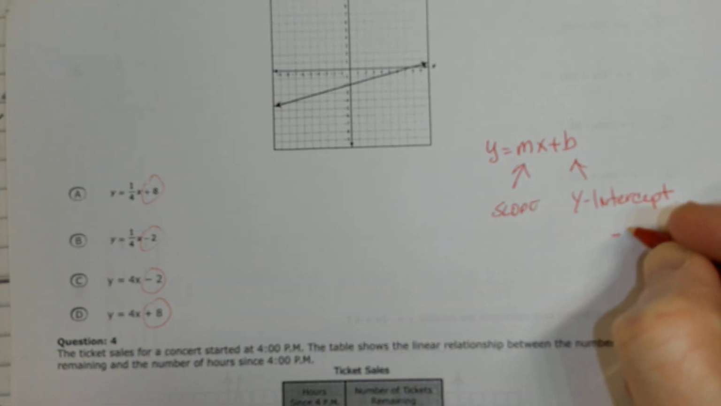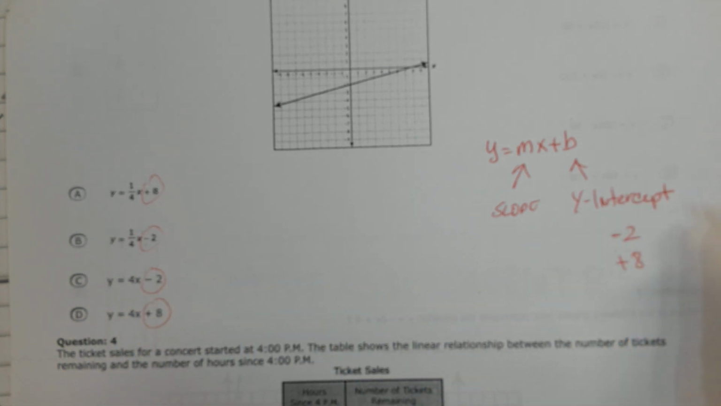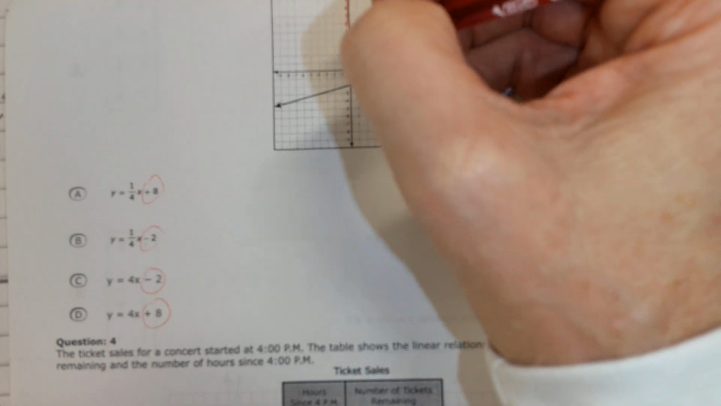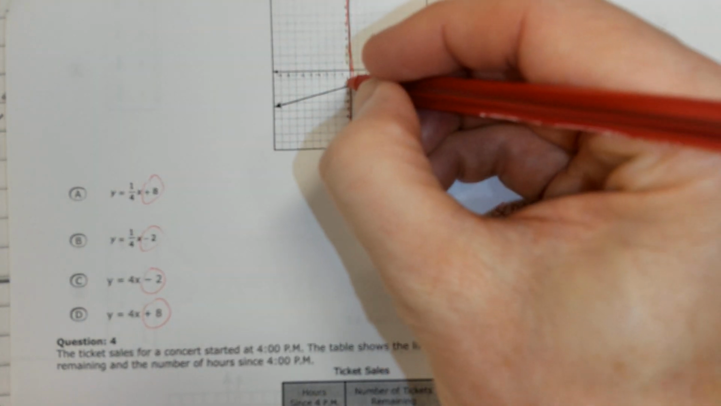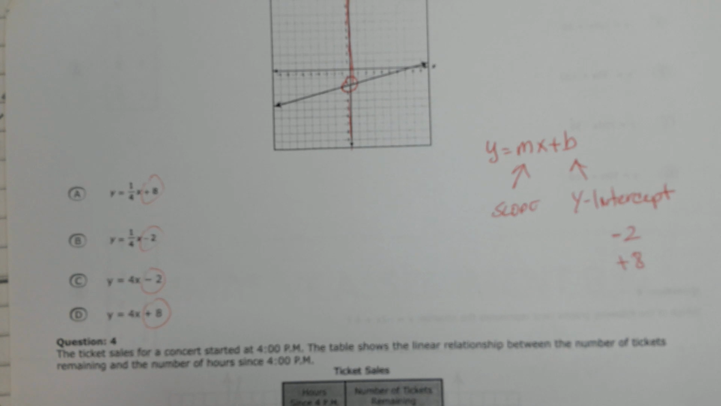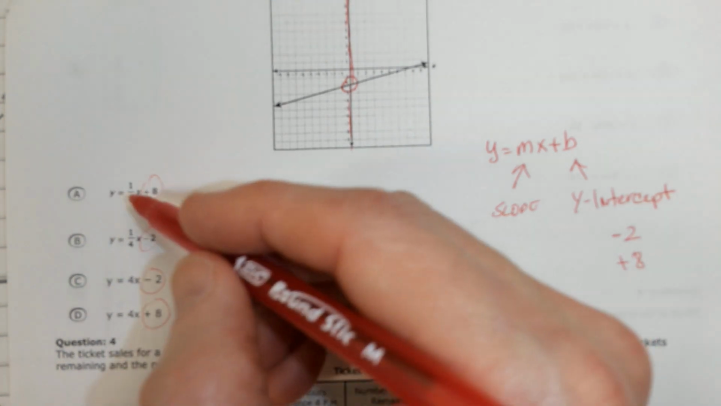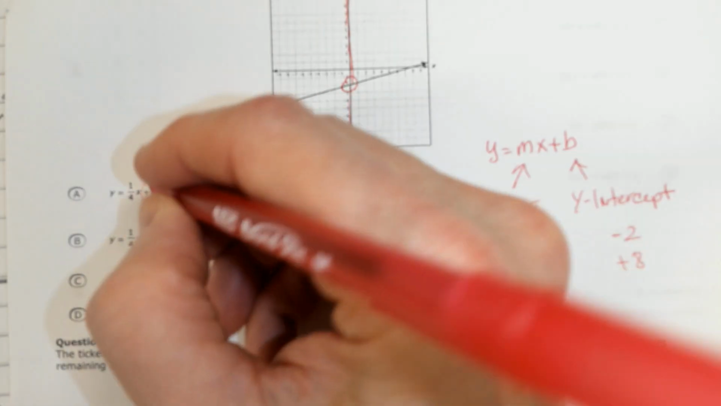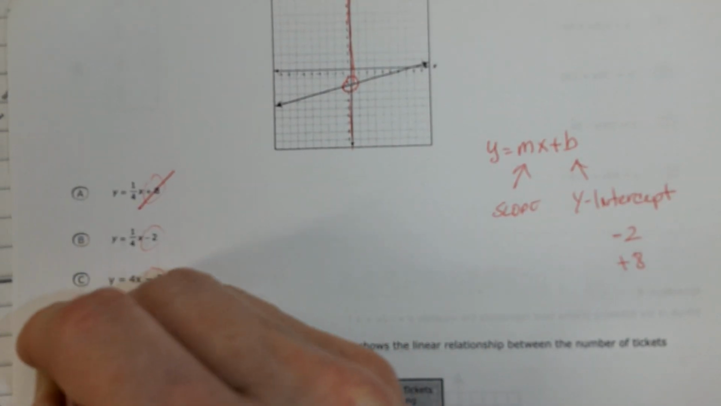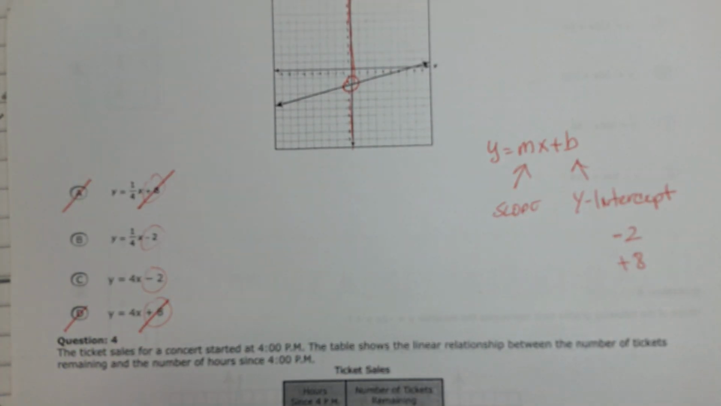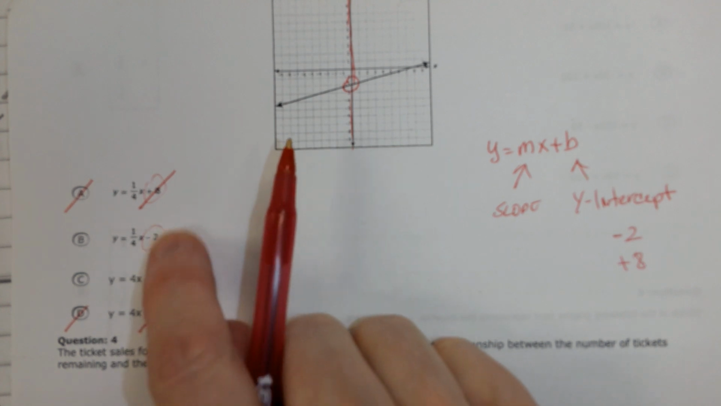So here are my options over here. I have a negative 2 or a positive 8. Where does this line cross the y-axis? Bam, right there. Negative 2. So which answers should I get rid of? A and D. It can only be one of these two.